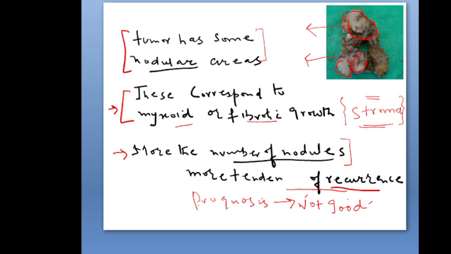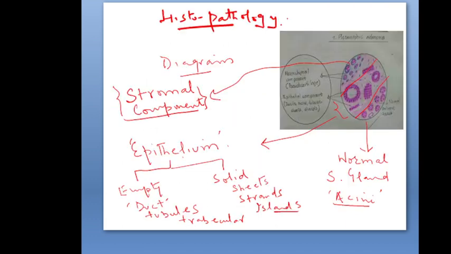The tumor has nodular areas. These correspond to myxoid or fibrotic growth. More the number of nodules, more the tendency of recurrence. Coming to microscopic features, here we are seeing epithelial and stromal component. The epithelial component contains ducts, tubules or trabecular areas. Also, solid sheets of cells, strands and islands of cells are seen.